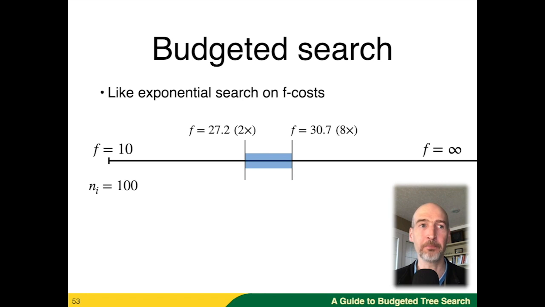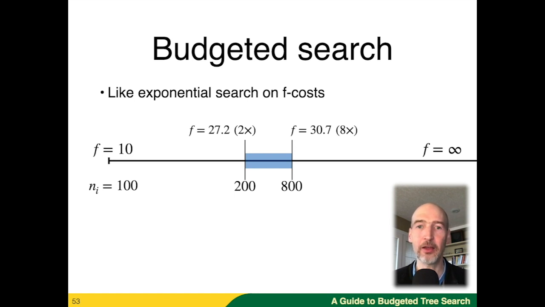So in particular, the number of node expansions with f equals 10 on this example might be 100, with the number of nodes with f equals 27.2 could be 200. So the node expansions don't have to correlate at all to the f values, but they just have to be sorted. And maybe with 30.7, we're going to get 800.